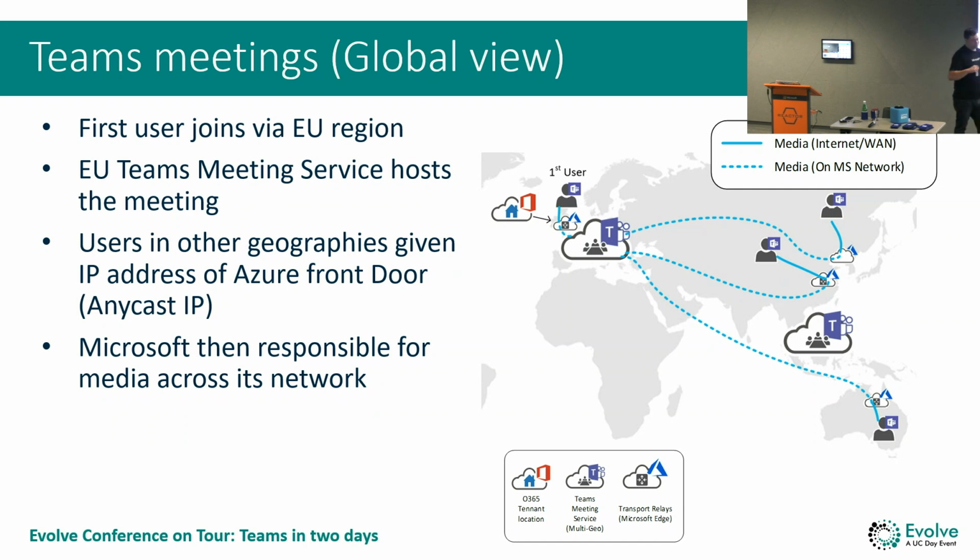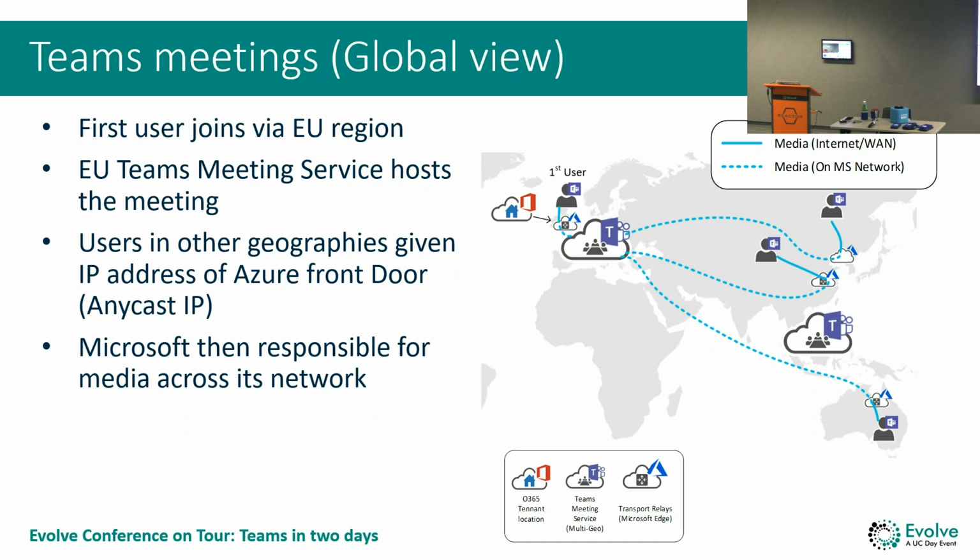What happens is that it doesn't matter where your user is located or where your tenant is located. It is the first user that joins a meeting. The meeting service nearest to that user will be the one that spins up and takes control of that meeting. So that's the one that's then in charge from that point on. So if I have a user, and this is where local DNS and local internet breakout is really important, if my first user who opens the conference hits an Azure front door in the UK, they will then get directed to the Teams meeting service in Europe, and that will be the one that hosts the meeting.